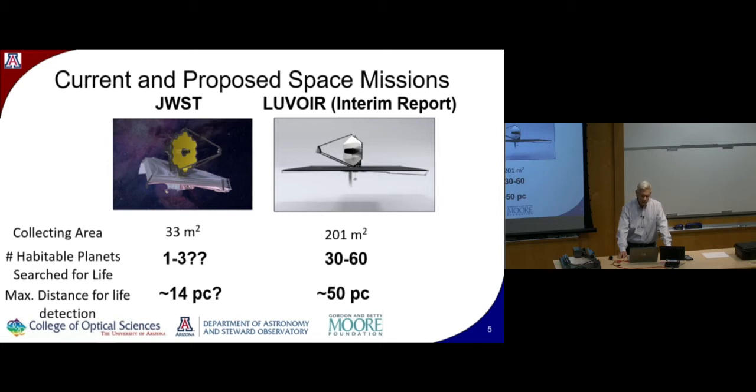There's a newer system coming on. It's being proposed now and has gone through several different NASA reviews, called LUVOIR. And that's got a collecting area of 201 square meters. It's a giant JWST, basically, with, over its mission lifetime, maybe 30 to 60 Earth-like systems, and a maximum distance of about 50 parsecs.